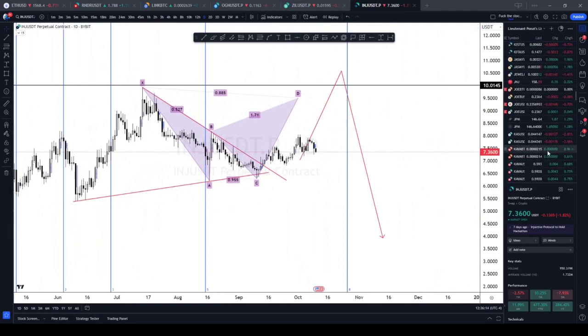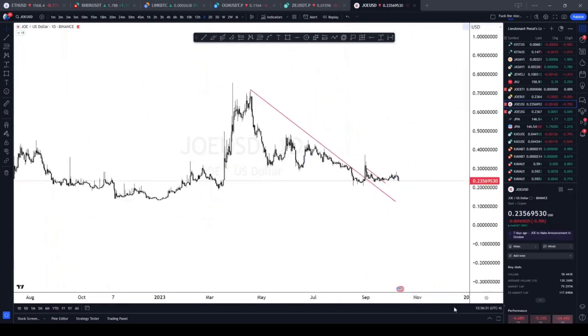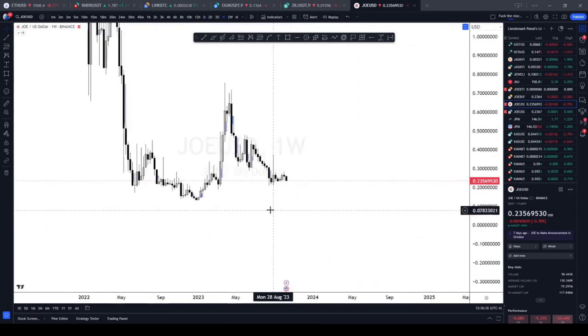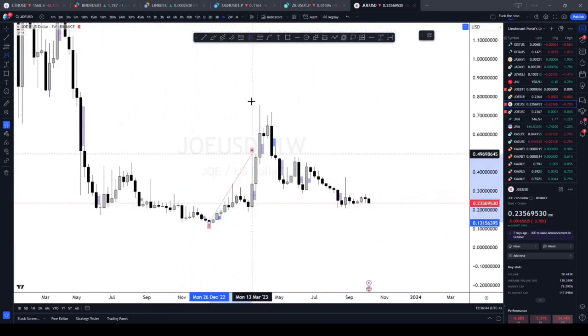Injective. All right, let me take a look at Injective. I do like it still. I am starting to accumulate a couple of spot positions on this. It could definitely come down lower. See if there are any harmonics on the higher time frame on this. None really that I see, right?